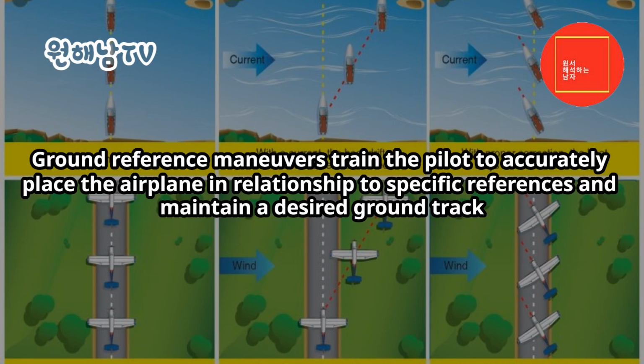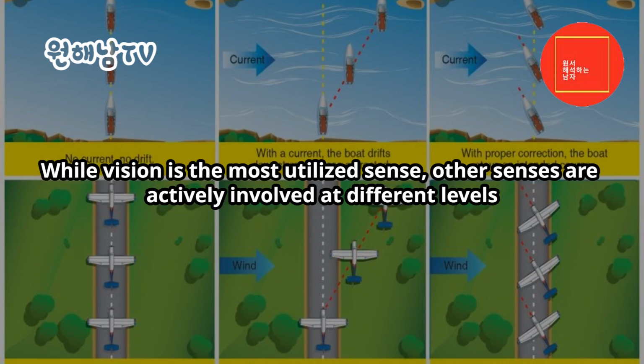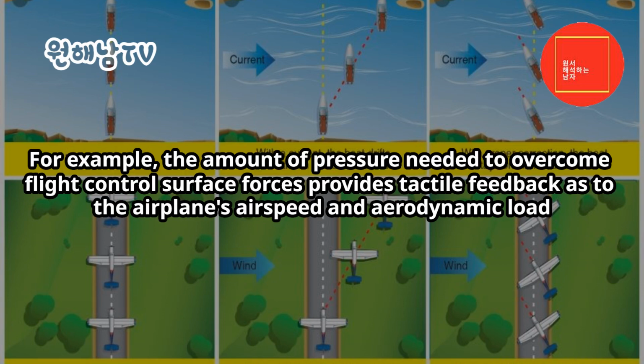Maneuvering by reference to ground objects. Ground reference maneuvers train the pilot to accurately place the airplane in relationship to specific references and maintain a desired ground track. While vision is the most utilized sense, other senses are actively involved at different levels. For example, the amount of pressure needed to overcome flight control surface forces provides tactile feedback as to the airplane's airspeed and aerodynamic load.